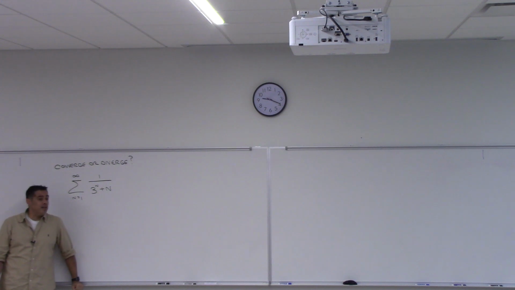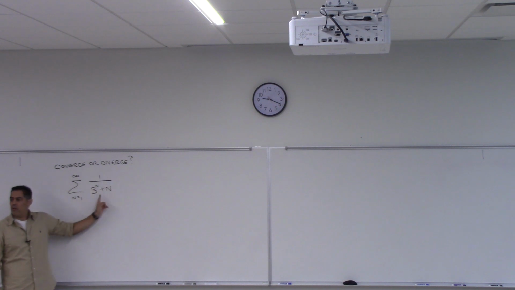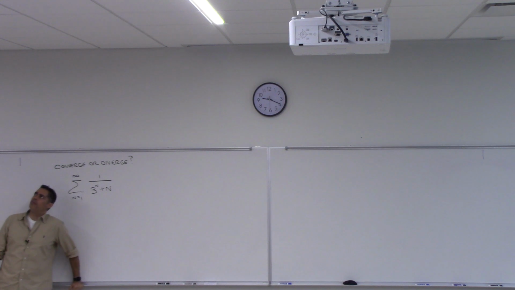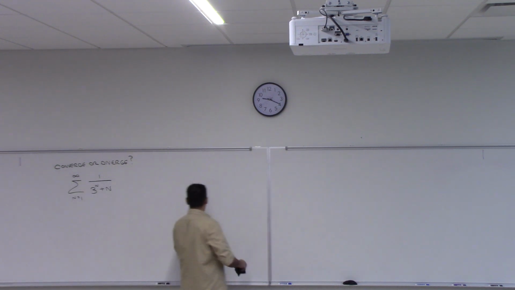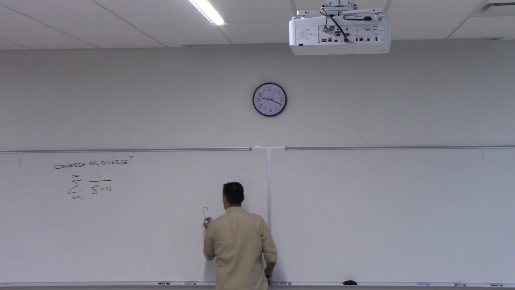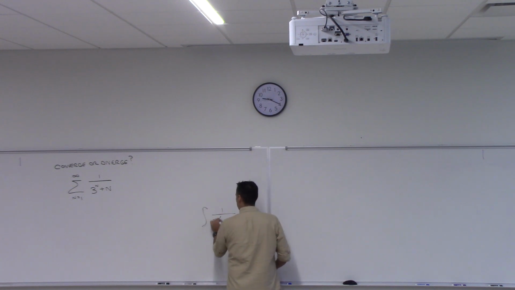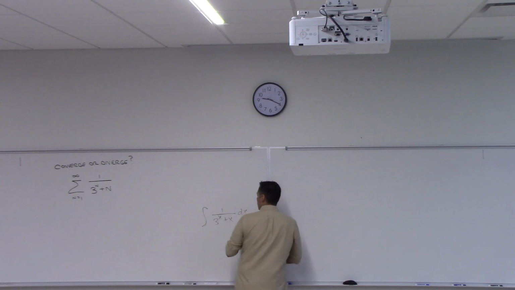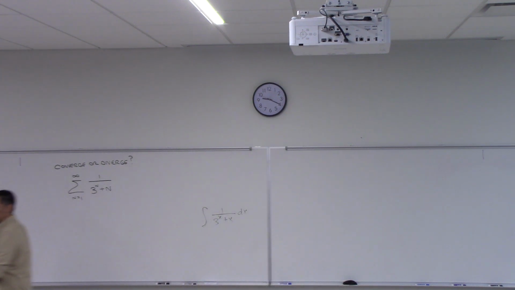What's the next thing? Harmonic? It's not harmonic, right? It's not constant over linear. 3 to the n is not linear, so it's not harmonic. What else do we have? Integral test. Okay, maybe this will go with the integral test, but if it does, I have to be able to integrate this, wouldn't I? No, thank you. Maybe I could, but I don't feel like I'm going to enjoy that.